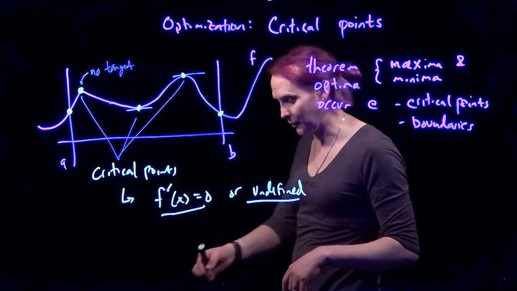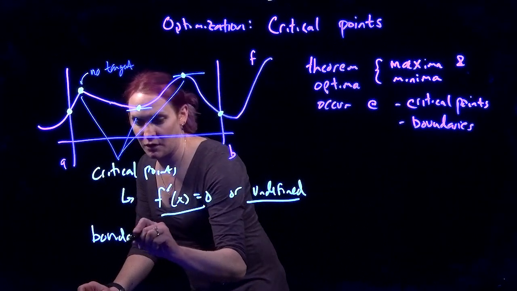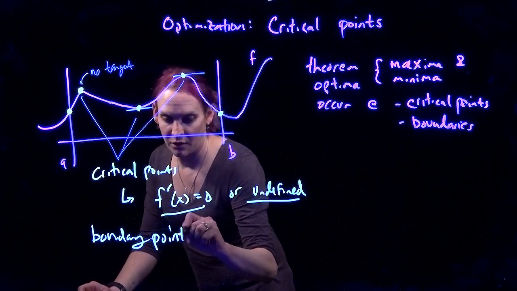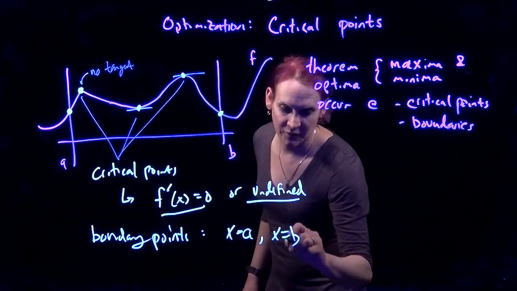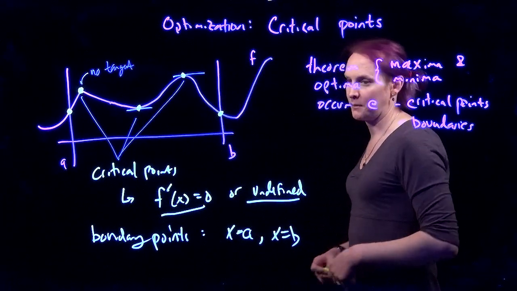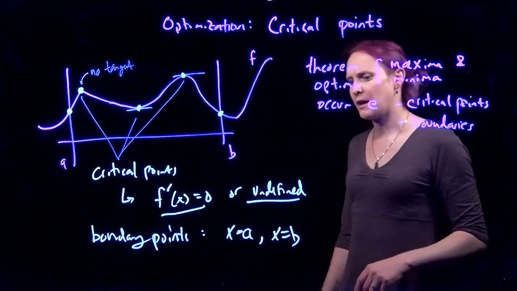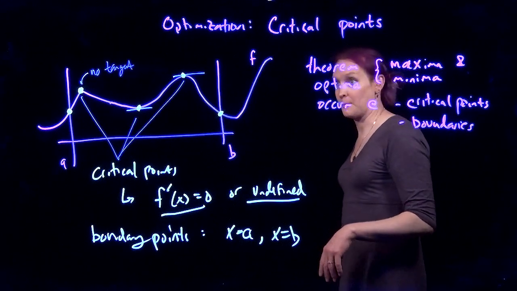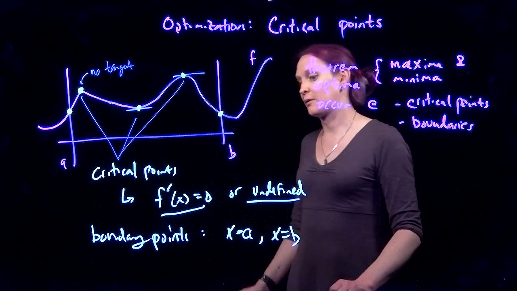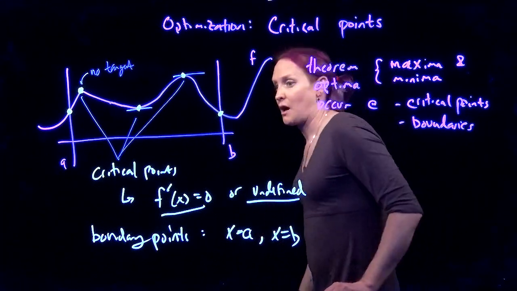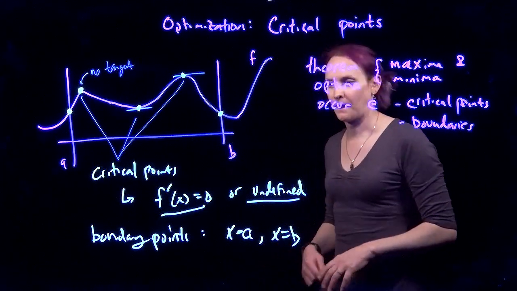And the boundary points are x equals a or x equals b. Those are just the boundaries of the interval that you're considering. So when you go to do an optimization problem, when you go to find the minima and maxima over some interval, you have to consider the critical points as well as the boundaries, okay?